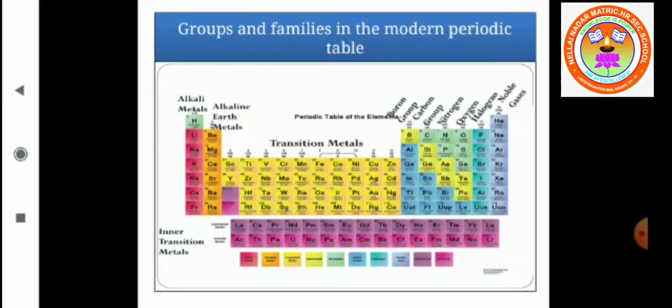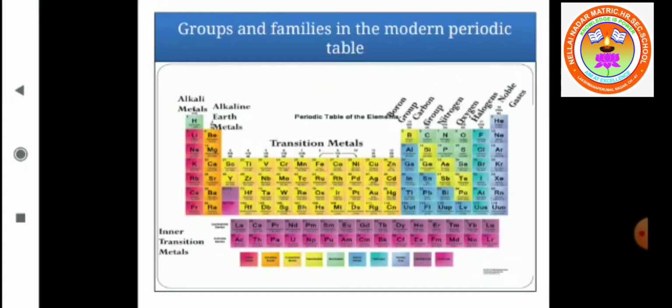Okay, children. Then we have the fourth group. The starting member of the fourth group is titanium. Fifth group, vanadium, starting member. Then for the sixth group, the starting member is chromium. For the seventh group, manganese is the starting member. For the eighth group, iron is the starting element. Ninth group, cobalt. Okay. 10th group, nickel. 11th group, copper. Then 12th group is zinc. Zinc is the starting element.